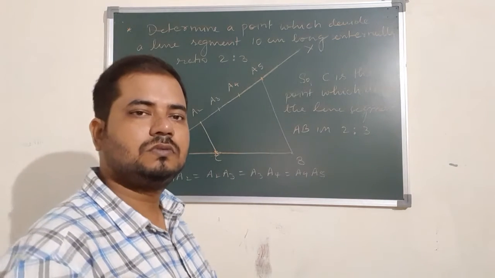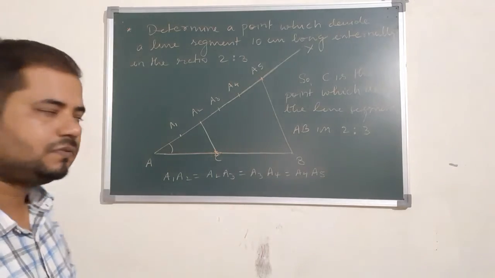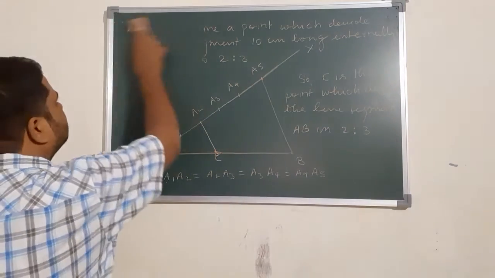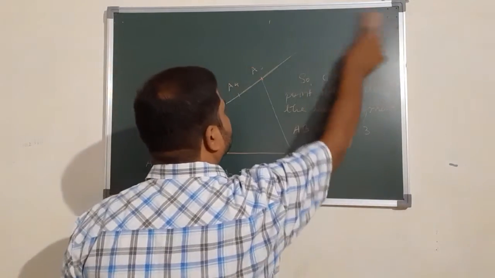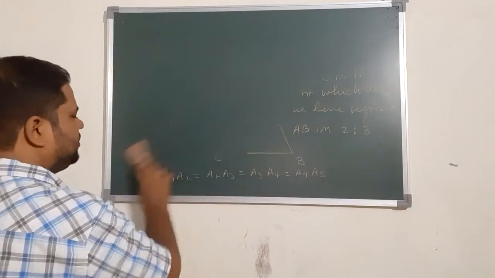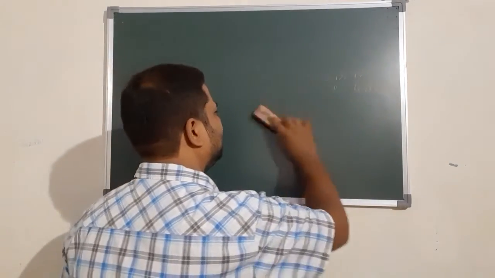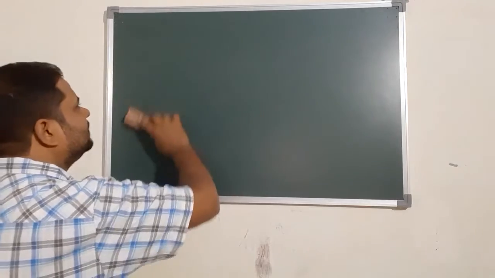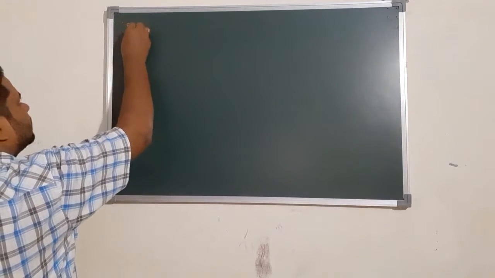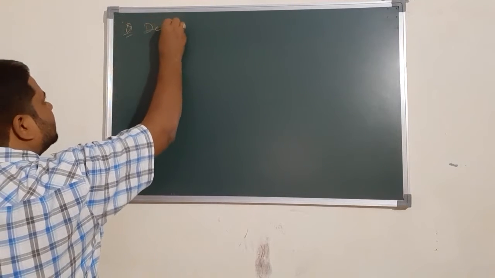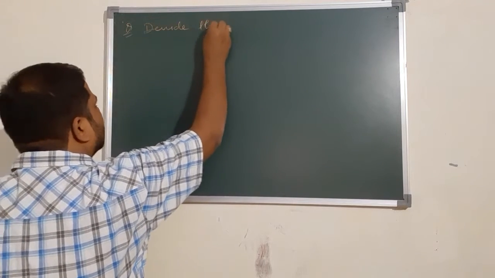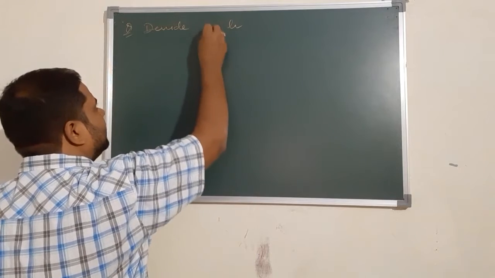Okay, so see another example, which is external division. So first you write down the question, and then after that we construct the external division. Determine a point which divides a line segment 6 centimeter long.